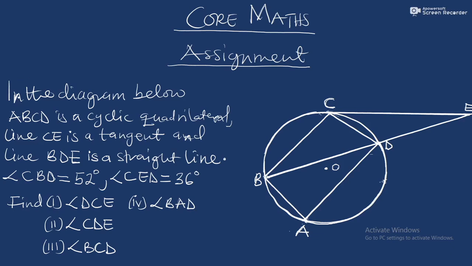Good. So let's read the question. Now the question says, in the diagram below, ABCD is a cyclic quadrilateral. Line CE is a tangent and line BDE is a straight line. Angle CBD equals 52 degrees, angle CED equals 36 degrees. And we were to find I, angle DCE, II, angle CDE, III, angle BCD, and then IV, angle BAD.